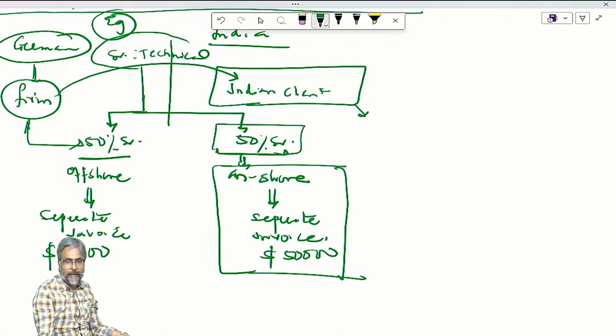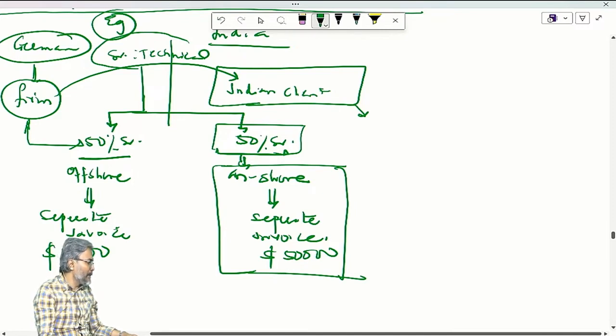Further, it is also irrelevant to ascertain whether the German firm has any business connection or a permanent establishment in India. Fine, friends. So this is what it is.